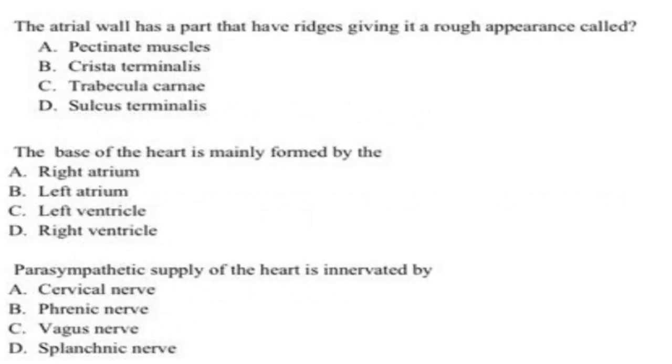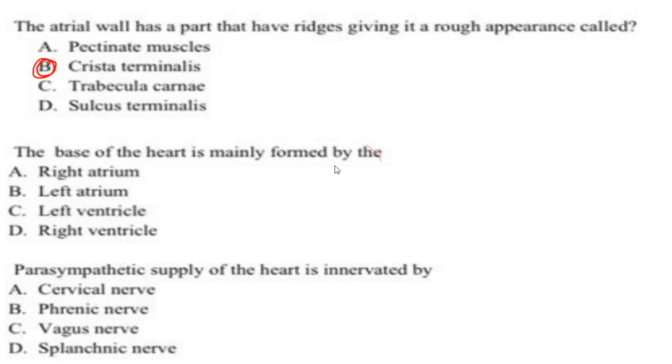The atrial wall has a part that has ridges giving it a rough appearance called dash. So if you look at the surface of the right atrium, you need to understand that it has some rough appearance. Those rough appearances are formed by the crista terminalis.